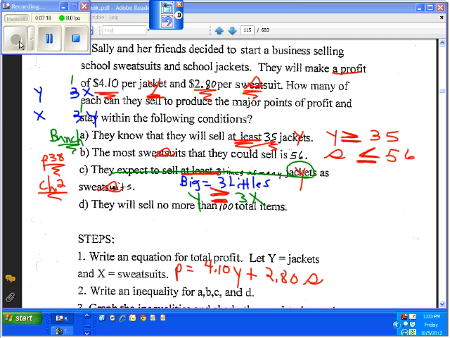D, they will sell no more than 100 total. Okay, 100 total. How are we going to write that? y plus s, there's your total. And there's your 100. If it said the total is 100, we'd put y plus s equal 100, right? But it says no more than 100. Now, what does that mean? It means less than or equal to 100. No more than 100 means 100 or less. But the total is the sum of the items, you see.